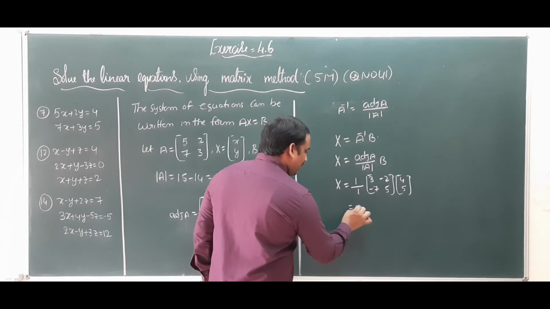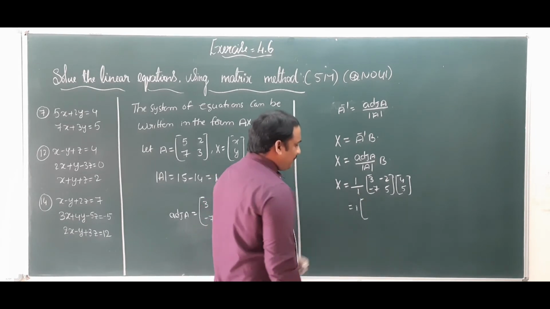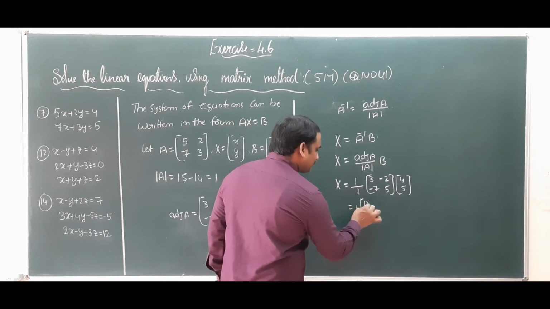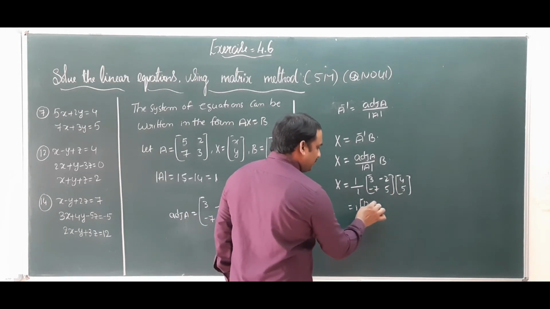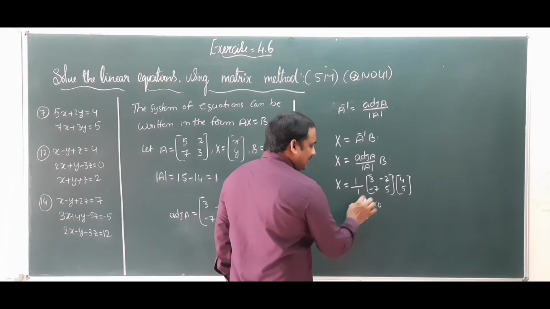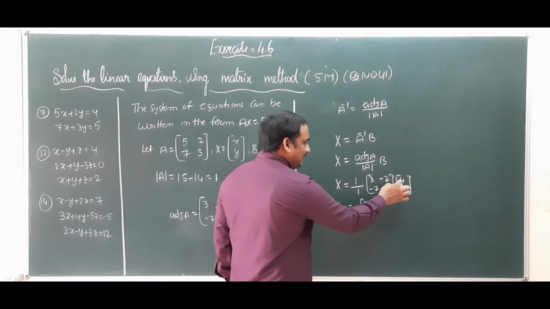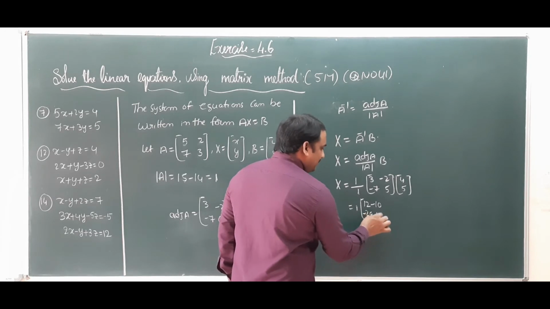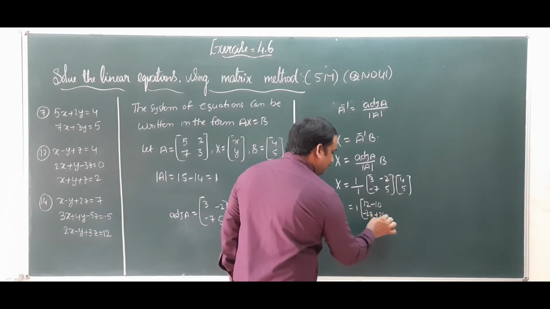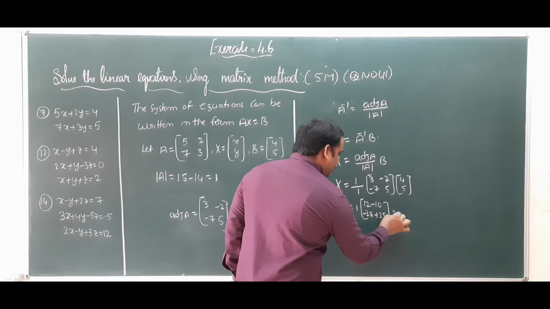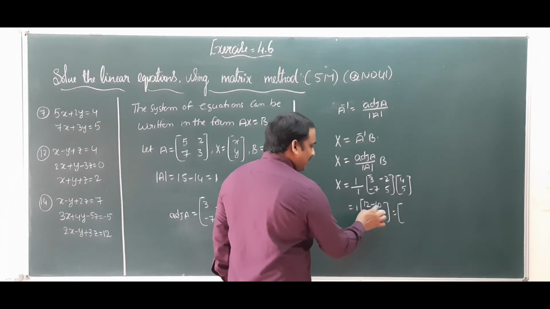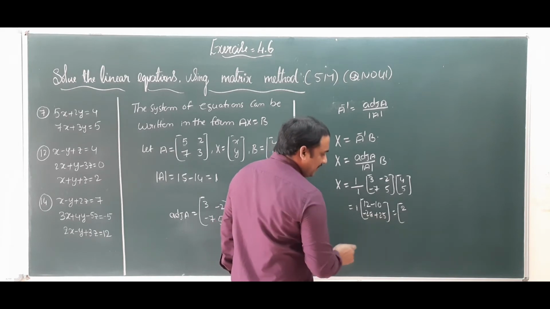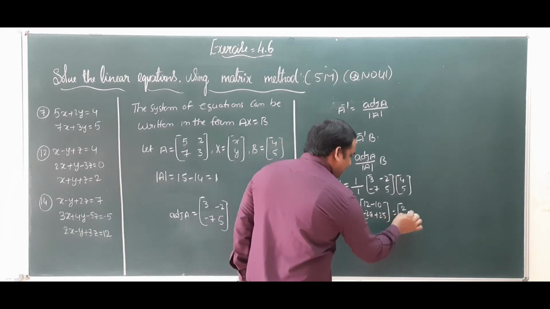1 by 1 means 1. Now we can simplify first row first column: 3 4 are 12, minus 2 into 5 minus 10. Next second row first column: minus 7 into 4 minus 28, plus 5 5 are 25. Equal to here 12 minus 10 is 2, minus 28 plus 25 is minus 3.